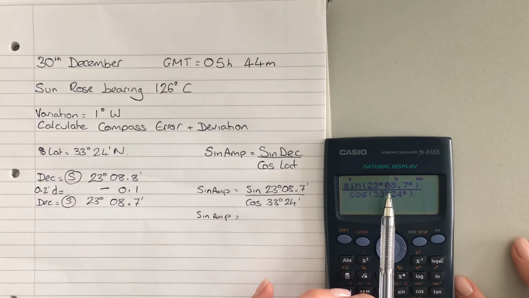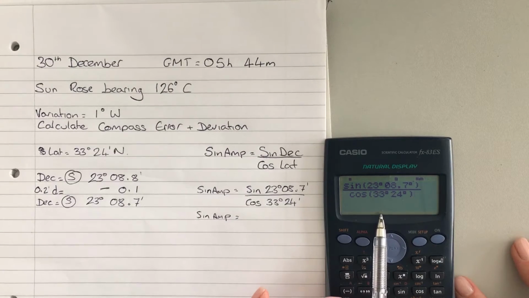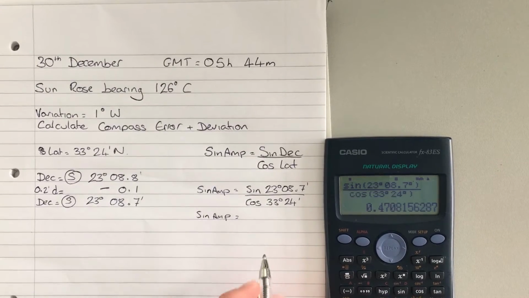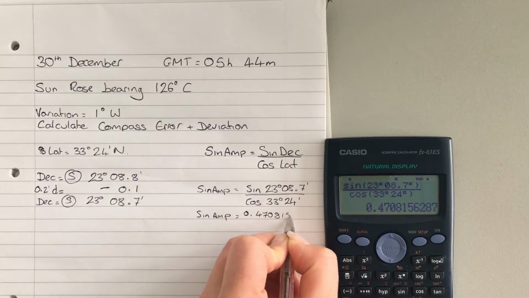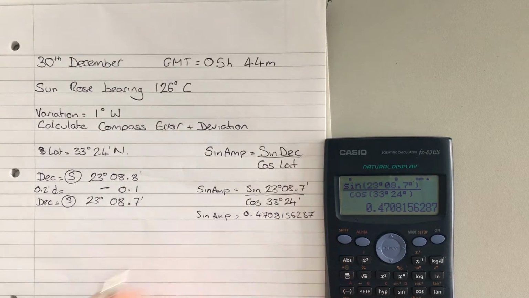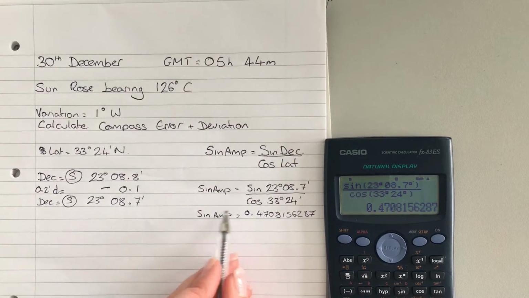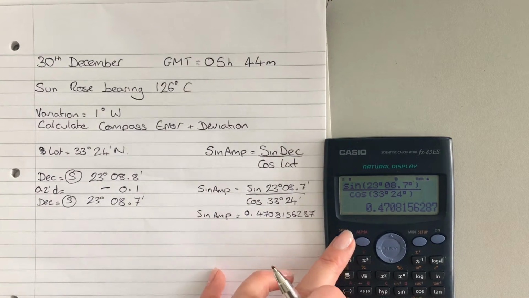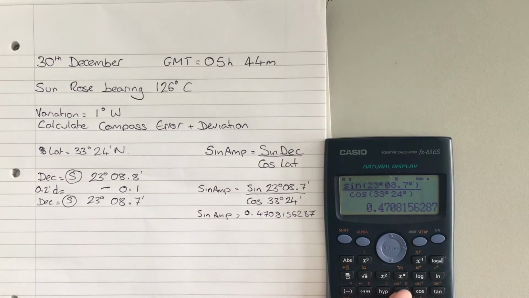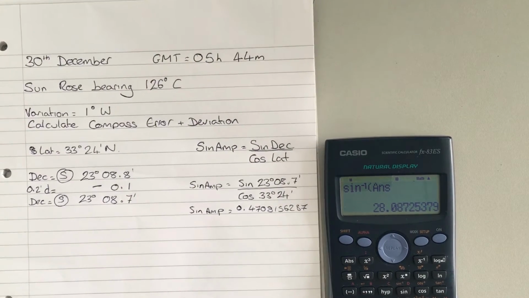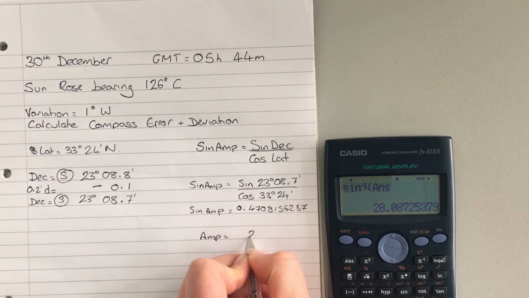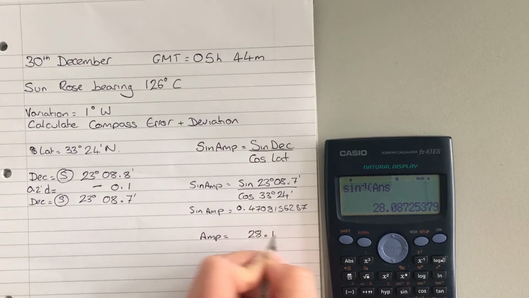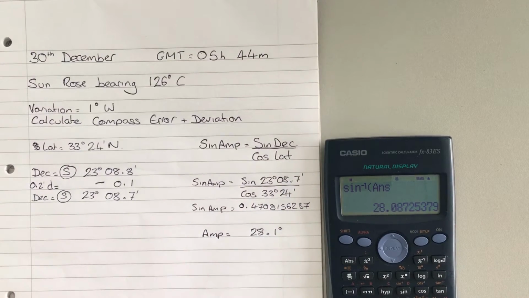So the sine of the declination, 23 08.7, divided by the cosine of the latitude, gives me the sine of the amp. Okay, we don't want the sine of the amp, we want the value of the amplitude. So if we inverse sine that by pressing shift and sine of that previous answer, that gives us the value for the amplitude. So that's 28.1 degrees. Go to the nearest one decimal place.